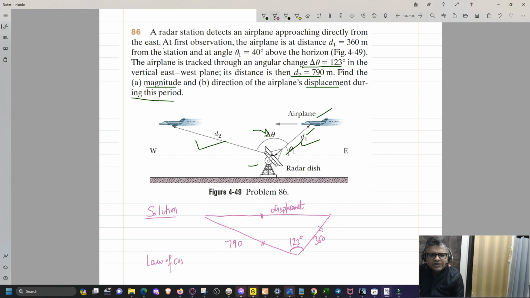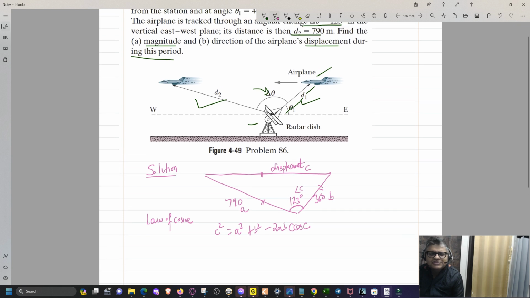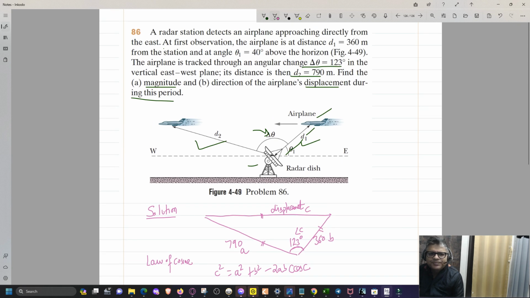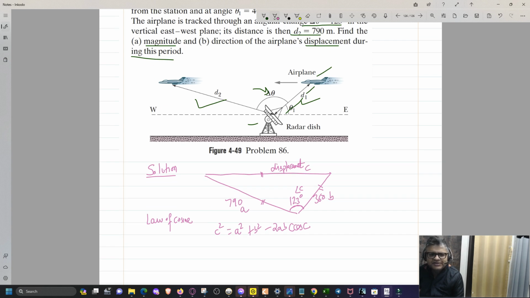What does the law of cosine tell you? If the lengths of the sides are A, B, C, and the angle opposite to C is capital C, then C squared is equal to A squared plus B squared minus 2AB cosine of C. This is the way you need to approach this. So your knowledge of triangles is very important in this case. Speed equals distance upon time doesn't help. There is no other way but to use a trigonometry trick to solve this.